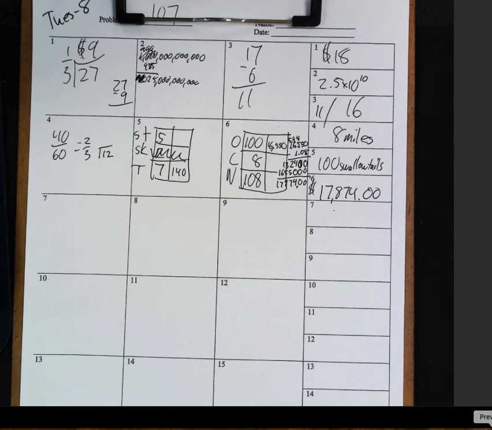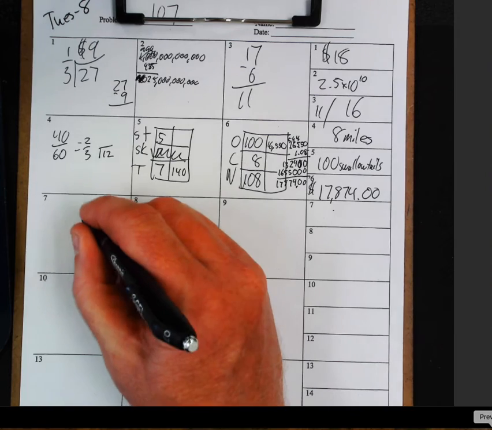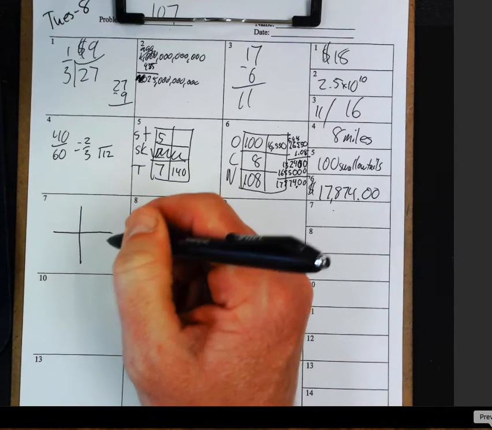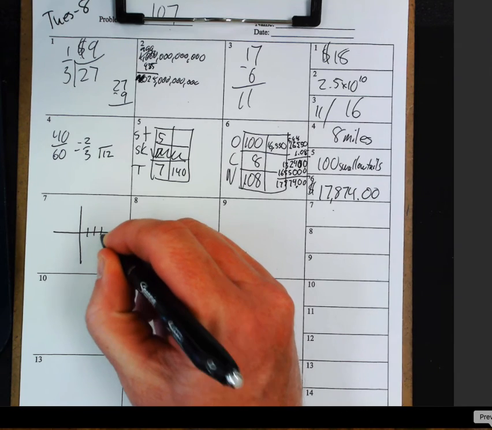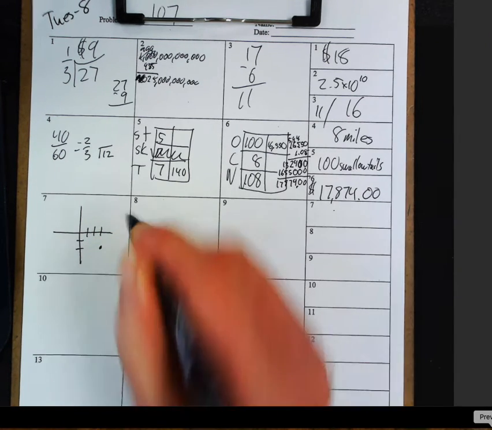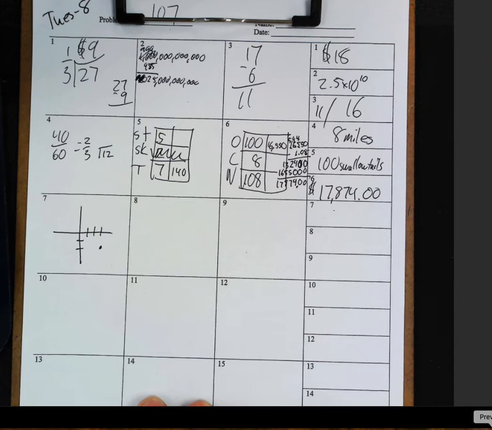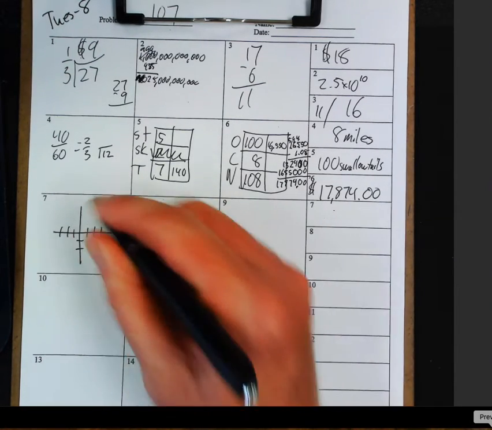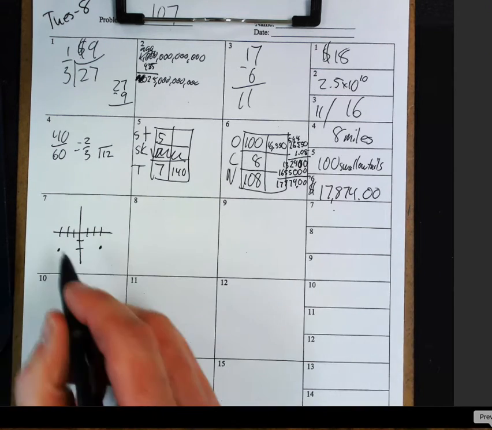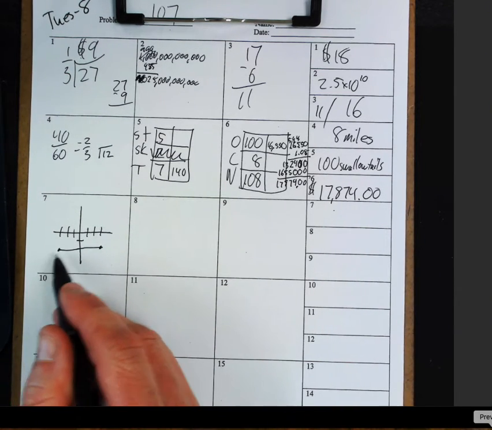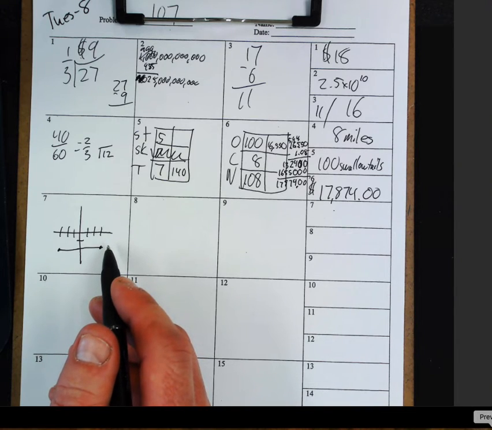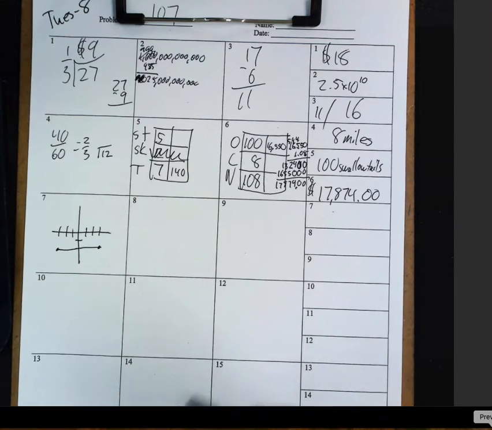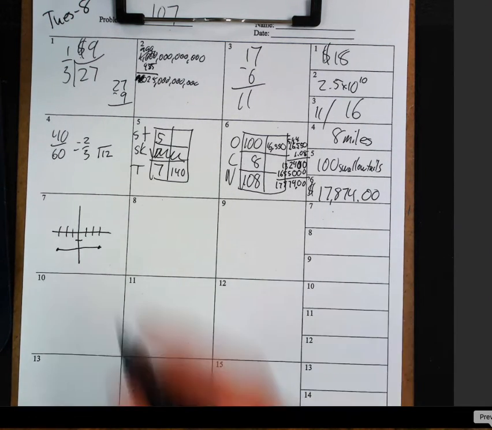Number 7, the points are the vertices of a right triangle. My job is to find the perimeter. I have point 1 at 3, x first, y next, 3, negative 2. The next one's at negative 3, negative 2. How far is it from negative 3 to positive 3? 6. 3 minus negative 3, 2 negatives make a positive. 3 plus 3 is 6.